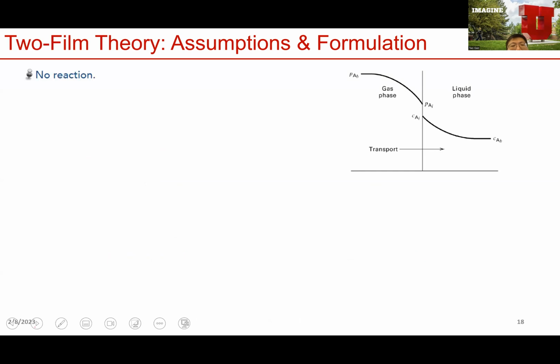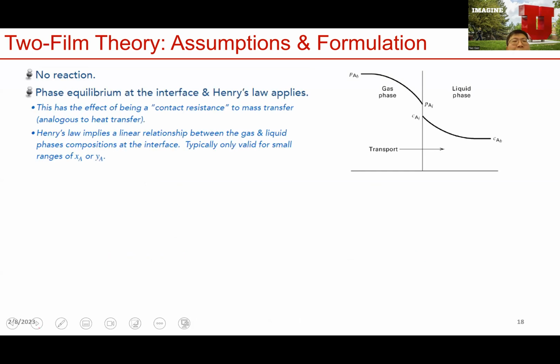First, there are no reactions at the interface. Secondly, there is phase equilibrium at the interface, and Henry's law applies. That means whenever we have phase equilibrium at the interface, the partial pressure of A in the gas phase is proportional to the concentration of A in the liquid phase.